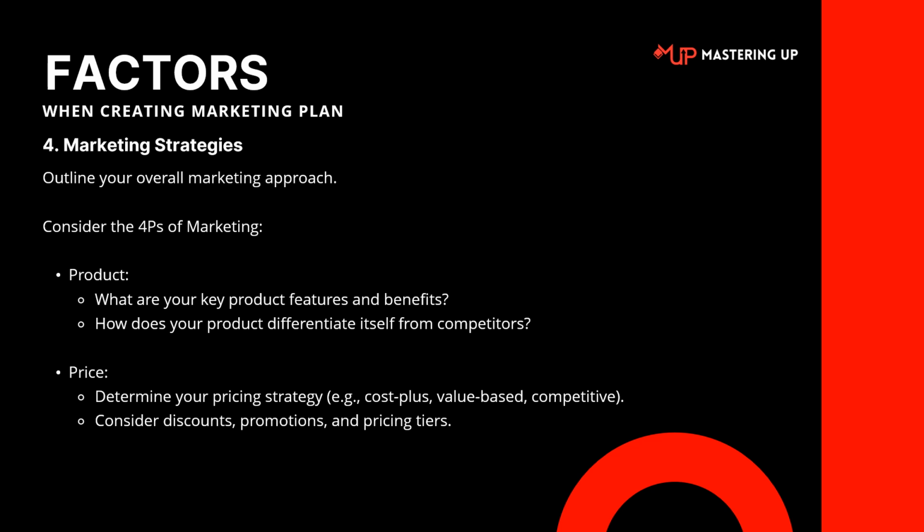Fourth, marketing strategies. Outline your overall marketing approach. Consider the 4 P's of marketing. Product: What are your key product features and benefits? How does your product differentiate itself from competitors? Price: Determine your pricing, for example cost-plus, value-based, competitive, etc. Consider discounts, promotions, and price tiers.